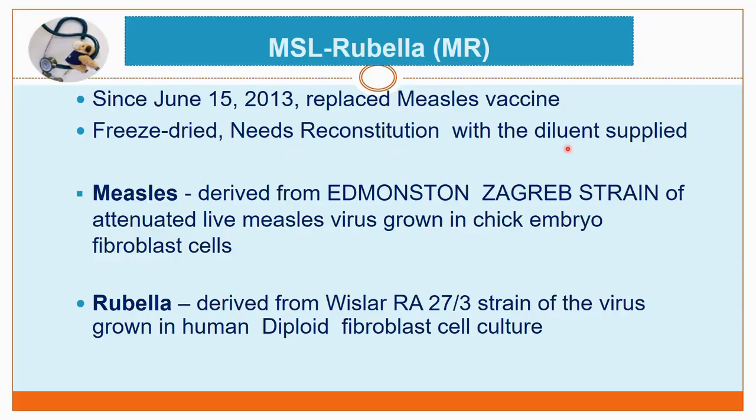It is a freeze-dried vaccine, so it needs reconstitution with the diluent, and diluent is supplied along with the vaccine. Here, the measles component is derived from the Edmonton-Zagreb strain of attenuated live measles virus, which is grown in chick embryo fibroblast cells. And rubella is derived from the Wistar RA27-3 strain of the virus, which is grown in human diploid fibroblast cell culture.